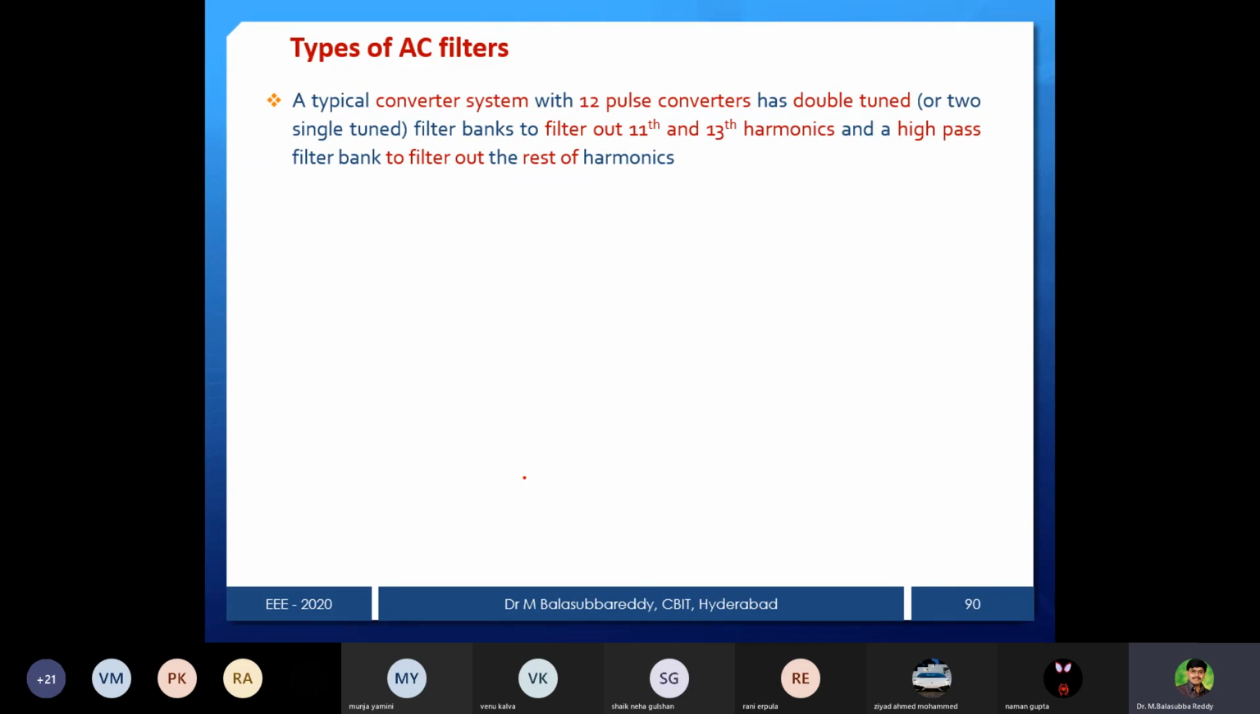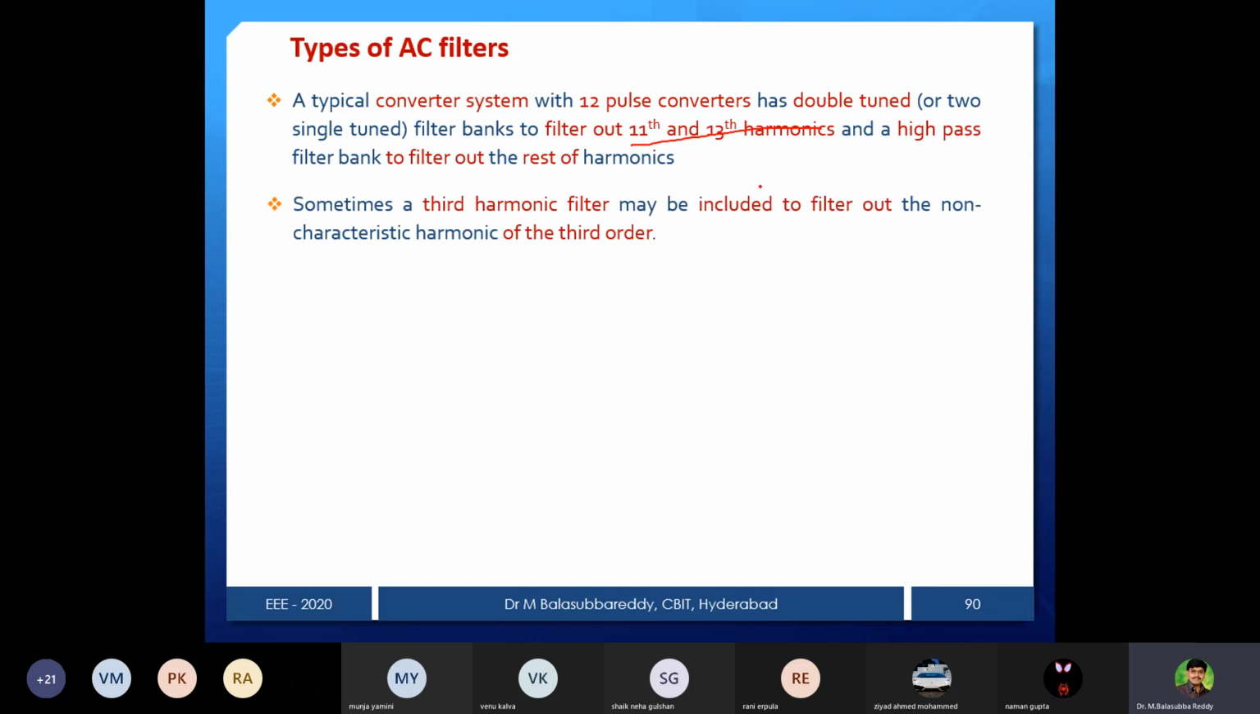A typical converter system, a 12 pulse converter, has a double tuned or two single tuned filters, both depending on your requirement. Either you can use two single tuned filters to suppress the two harmonics, or directly use a double tuned filter to filter out the 11th and 13th order harmonics, and a high pass filter to filter out the rest of the harmonics.